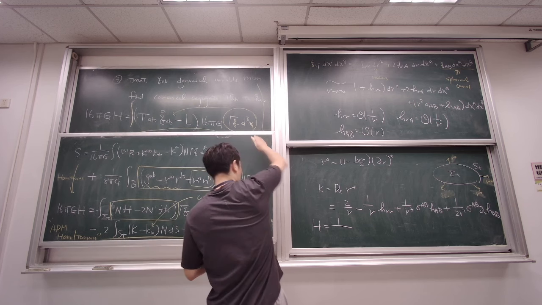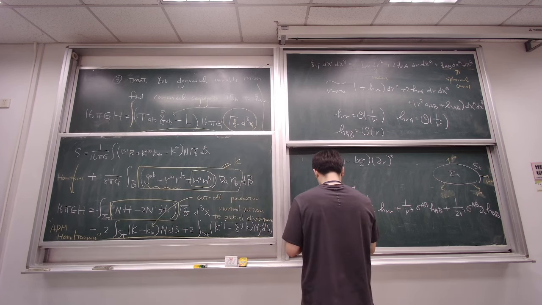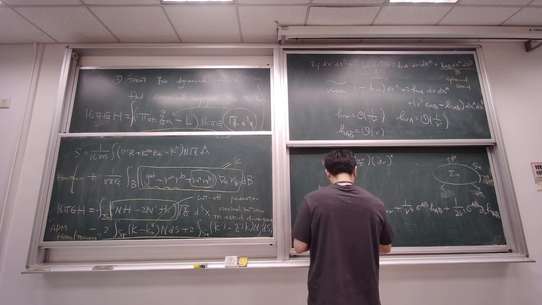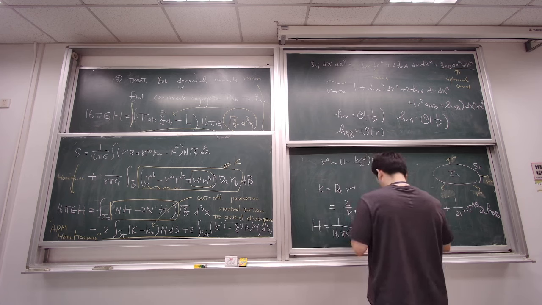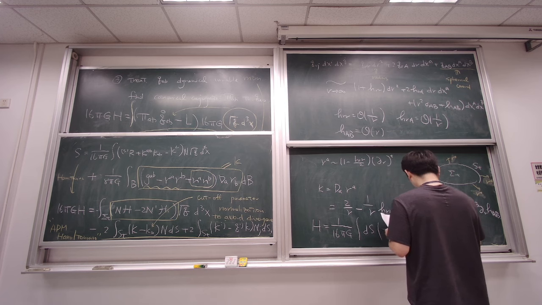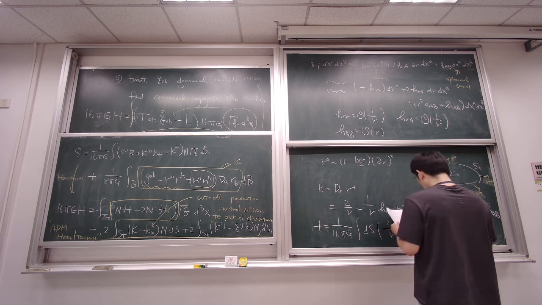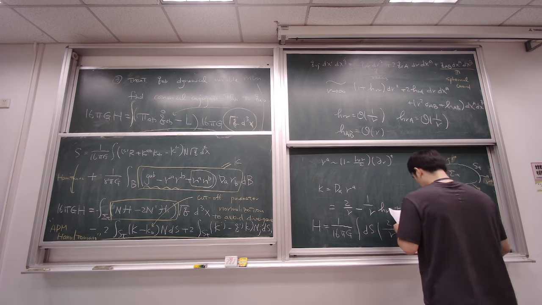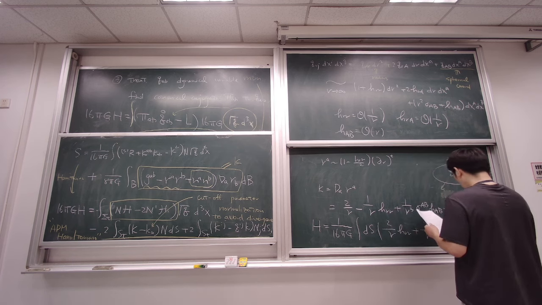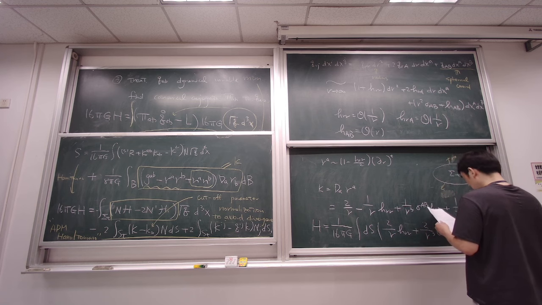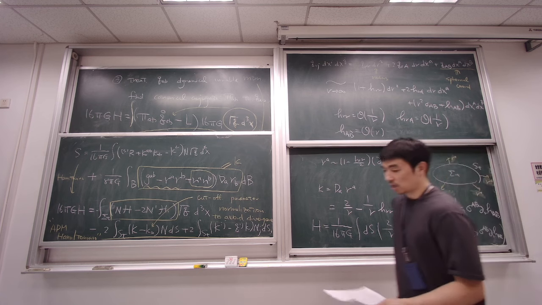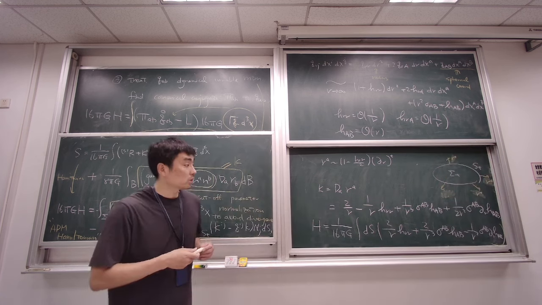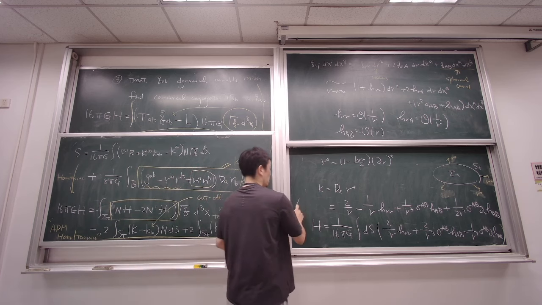Yeah, 16 pi G and dS, and then 2 over R H_RR plus 2 over R cubed sigma_AB H_AB minus R squared sigma_AB and R H_A. Okay, so that's how you obtain the calculation of the... So this is called ADM.